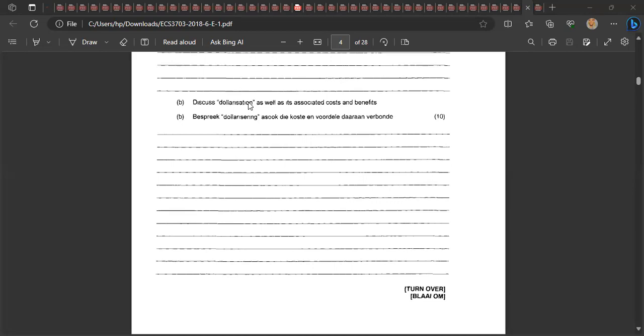This one here, can you read Afrikaans? Yeah, my home language is Afrikaans. Just out of interest, before we let you go, how would you read this one here? I can't speak Afrikaans, so I would be interested to hear it. Okay, bespreek dollarisering as ook die koste en voordele daaraan verbonde. Okay, that's very interesting. At least it's a translation of this, so I can get what you're saying. Thank you so much. The Afrikaans version is much more difficult, like the words. Yeah, yeah.